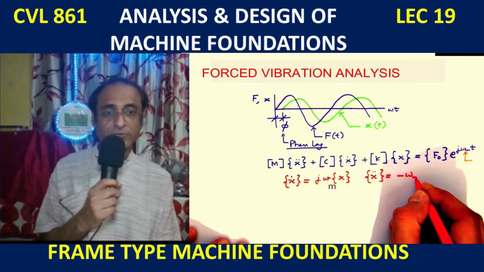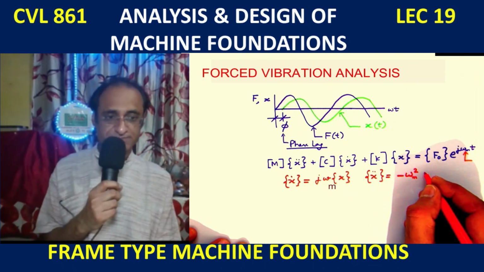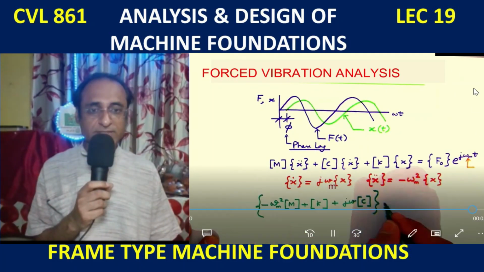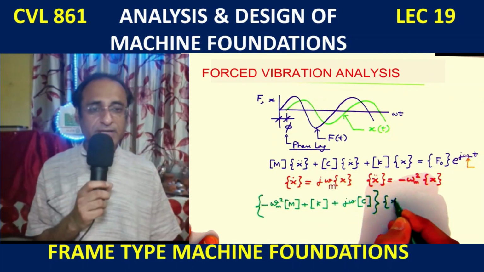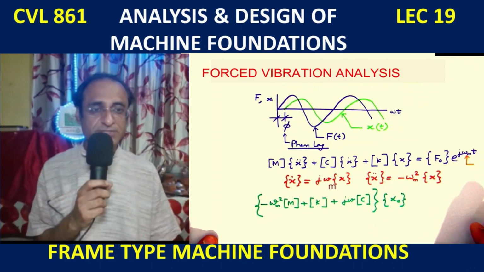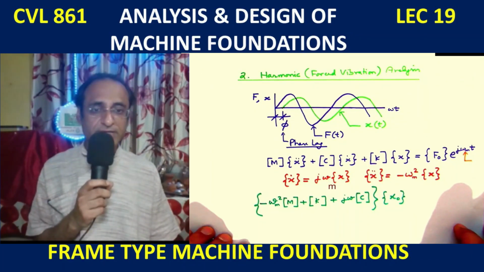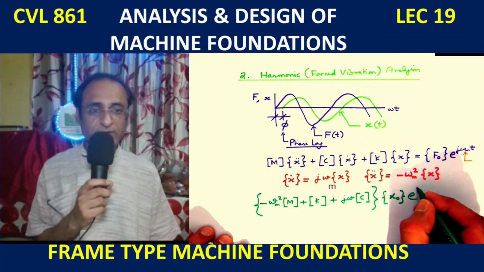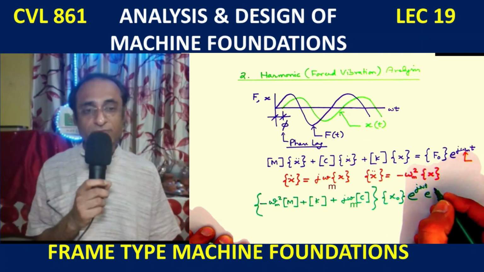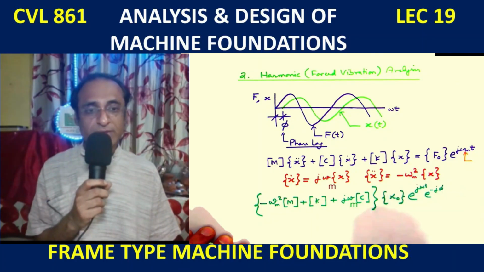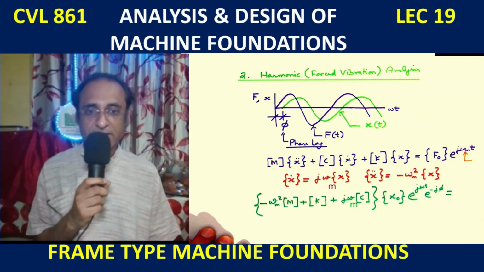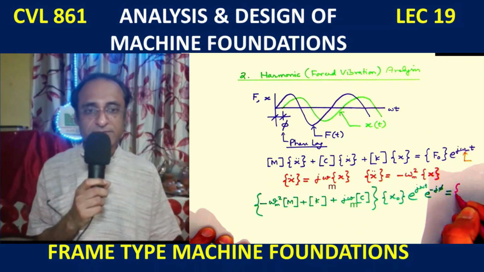Once you substitute this, we get a very closed form solution. In fact, we get a solution something like the static analysis, because the dynamic components cancel out on both sides. The e to the power j omega t terms get cancelled out, and we get a very good closed form solution just like the static analysis. The only thing is that there will be additional terms. It will not be just the K or stiffness matrix; there will be terms like the mass matrix and the damping matrix.